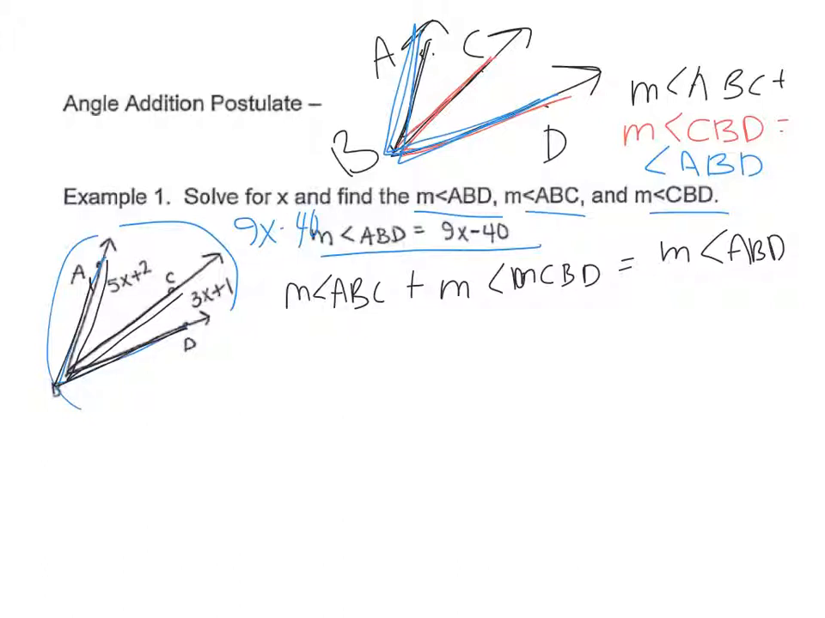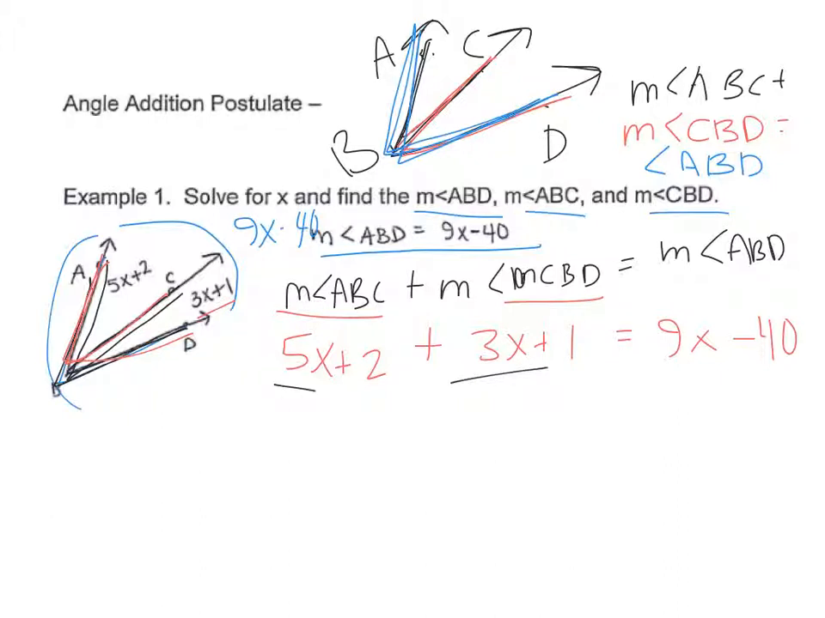So next step is I'm going to substitute. ABC is 5x plus 2, plus CBD is 3x plus 1, and that equals the whole thing, which is 9x minus 40. This is by substitution. So if you had to write justifications, the justification would be substitution. And now I just combine like terms. So it's 8x plus 3 equals 9x minus 40. And that is by the addition property or substitution or combine like terms.